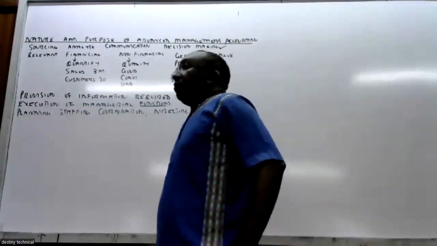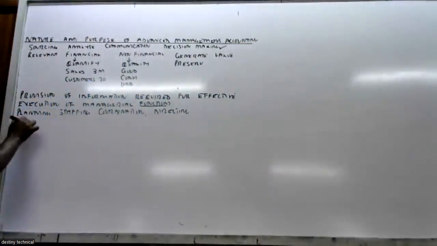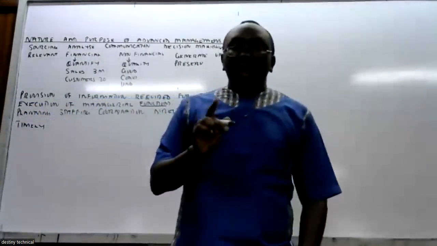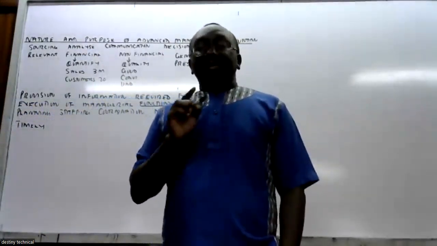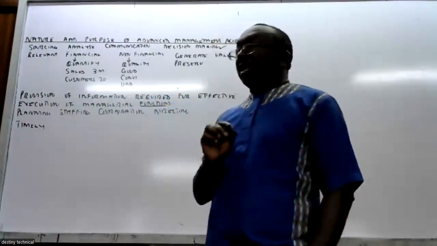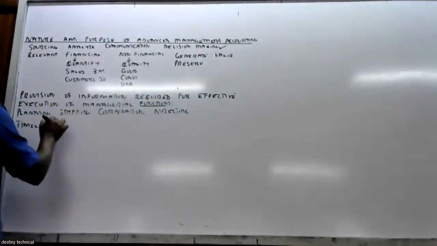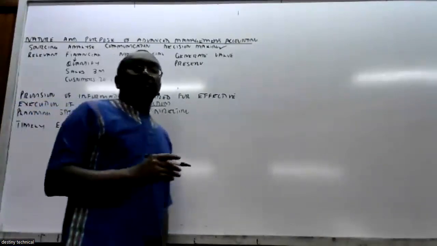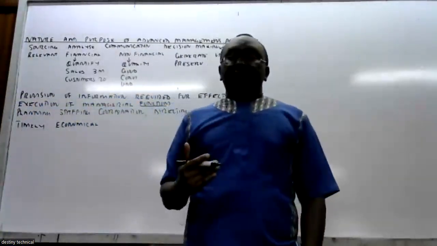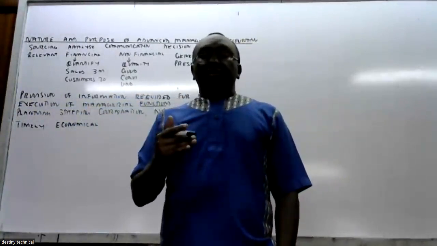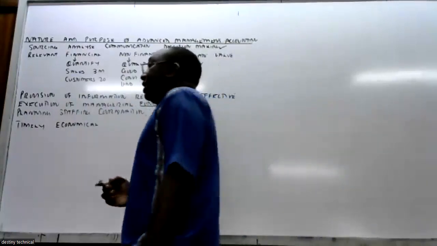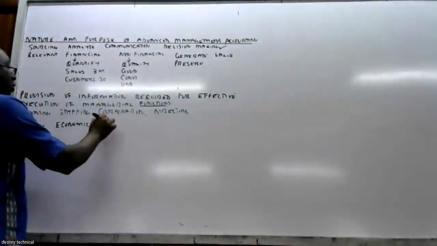Now, this information that we provide should have some characteristics. Number one, the information must be timely. When you are communicating, you must communicate on time. You must not communicate too early, and you must also not communicate when it is late. Number two, the information must be economical. By economical, we mean that information must not be very expensive. The cost of getting the information must be lower than or equal to the benefits or the value that will be generated by that information. The other thing is that this information should be accurate.